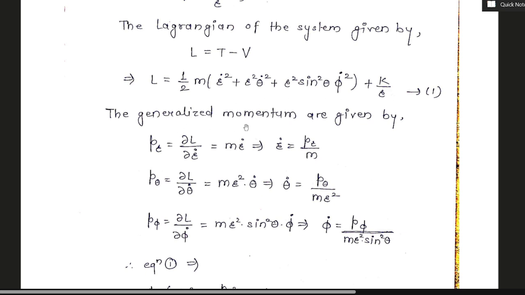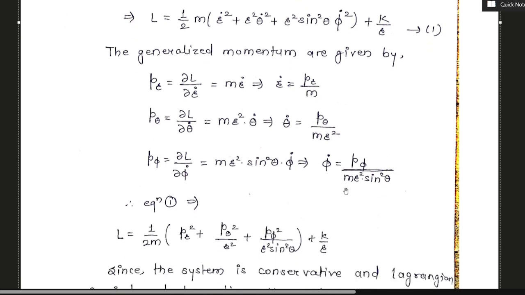And the generalized momenta are given by Pr equals del L by del r dot, which can be written as m r dot. It implies from this equation we can calculate the value of r dot, therefore we get r dot equals Pr by m. Similarly we can calculate the values of theta dot and phi dot. The value of theta dot is p theta upon m r square and the value of phi dot is p phi upon m r square sin square theta.